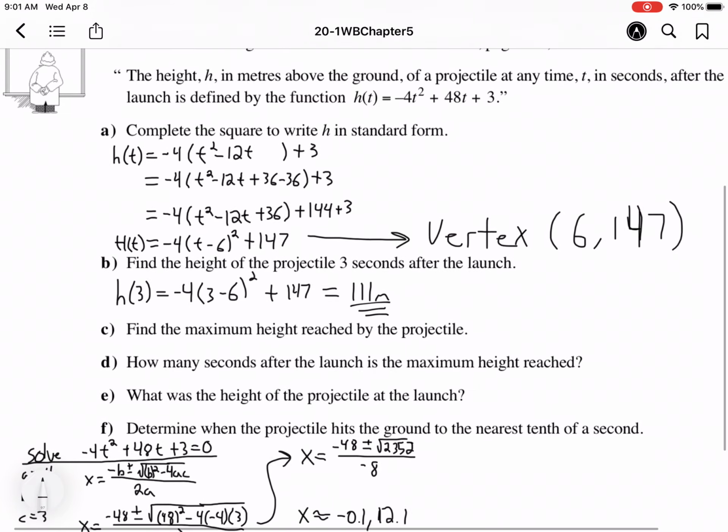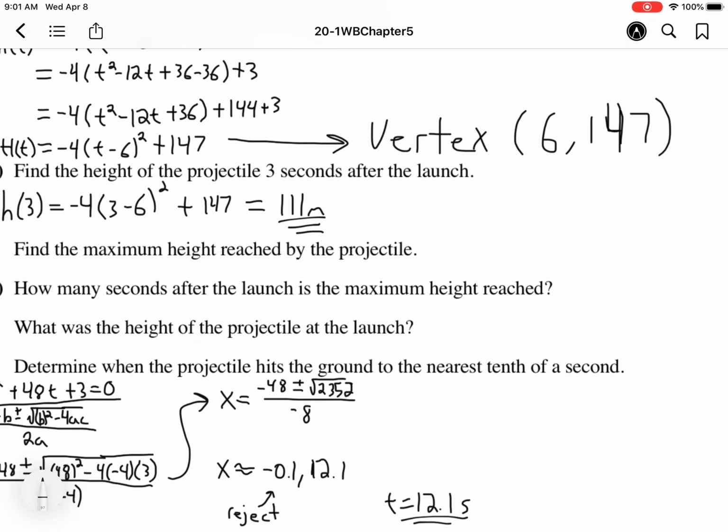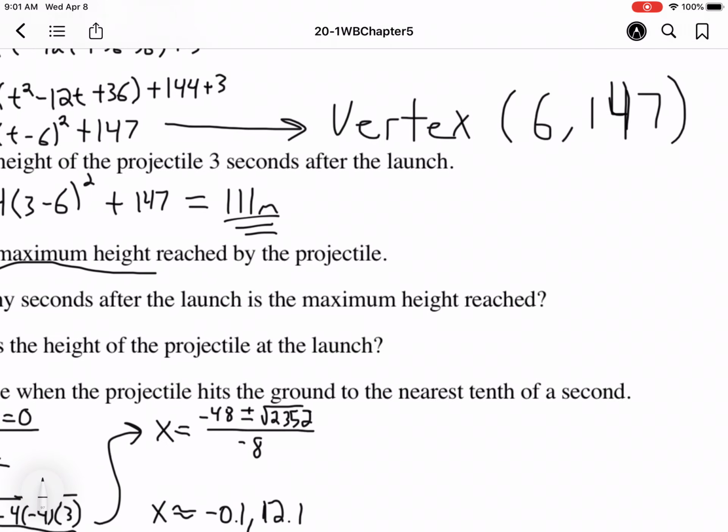Okay, so what is the maximum height reached by the projectile? Well, we don't have a calculator to tell us, but we already know that. It's based on our vertex, right? Okay, our vertex, the maximum height is going to be our Q value.